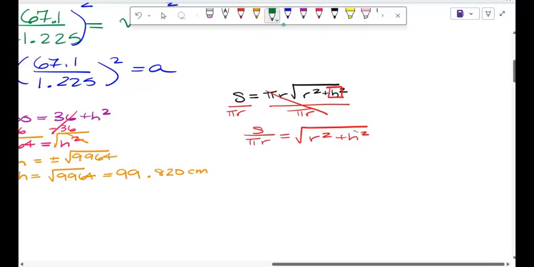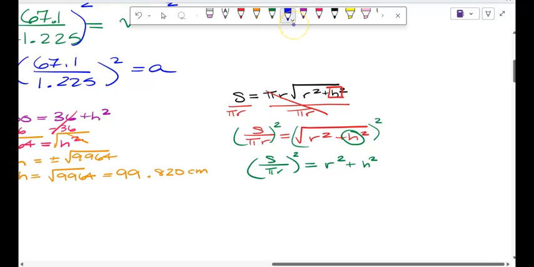Again, I'm solving for this h squared right here. So I've got to go ahead and get rid of the radical so I can go ahead and square both sides. And that gets rid of the radical over here. And now I have S over pi r, and the whole thing has to be squared. It's not just part of it, but the entire thing. So it needs to stay in parentheses. And then that gets me r squared plus h squared.